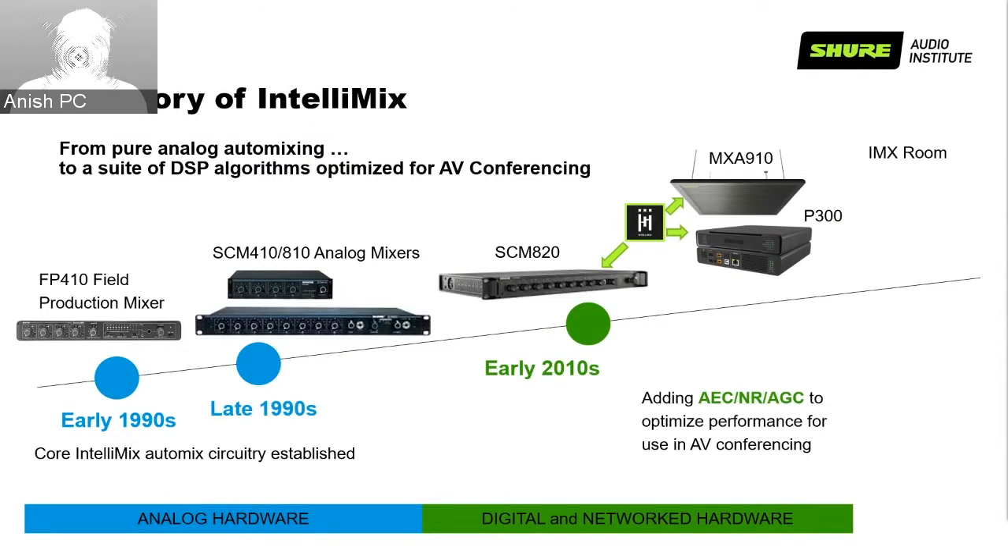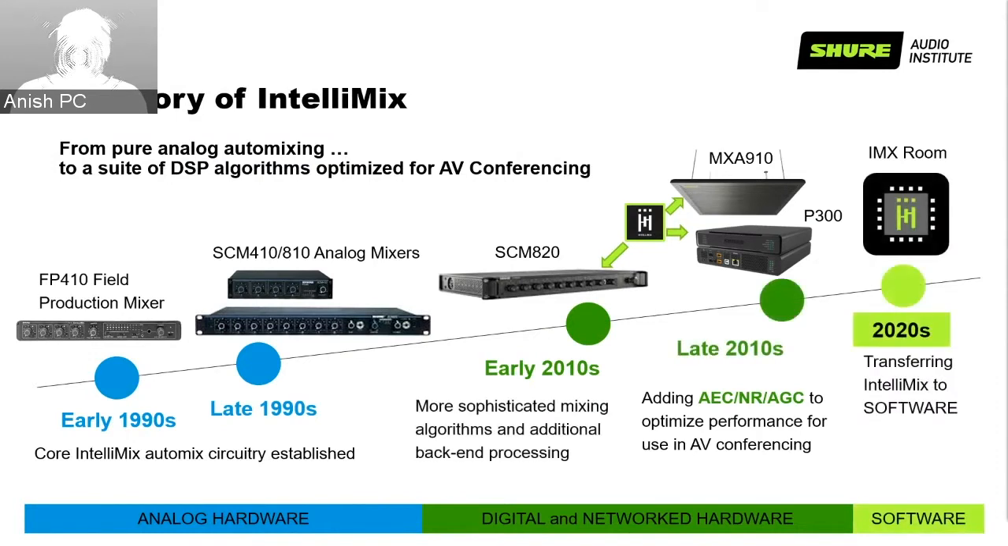So the mixing algorithm also got more and more sophisticated over time, and IntelliMix also gained some backend processing like PEQ, delay, and digital feedback reduction, DFR, etc. Between 2016 and 2018, IntelliMix was embedded into the P300 conferencing processor and the MXA910 ceiling array microphone as well. So IntelliMix expanded with the addition of DSP algorithms like AEC, noise reduction, and AGC, etc.